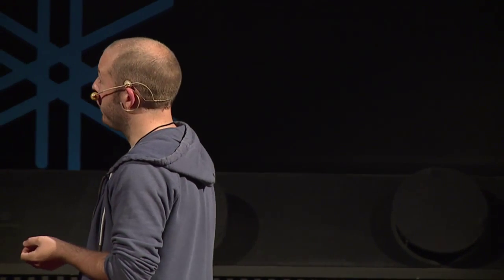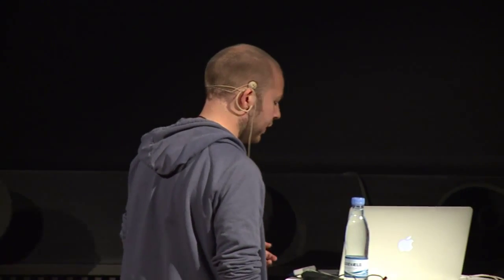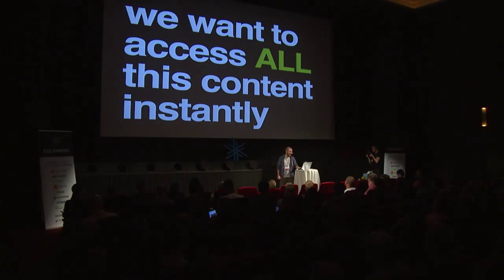So if we could make some sort of algorithm that would allow us to access this content instantly, and when I say instantly, I mean, let's say you have a 20 gig torrent file, or 20 gig content on BitTorrent, and you just want to get the first part of it. You could just get it like this, instead of having to wait and download all 20 gigs, right? So how can we make this work?